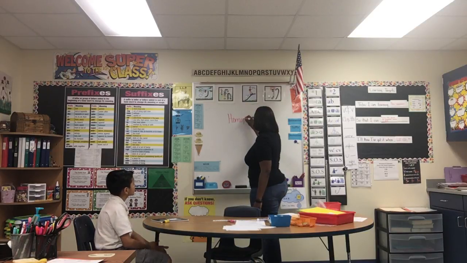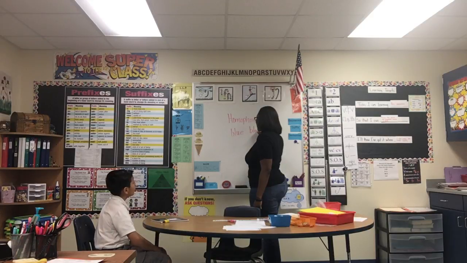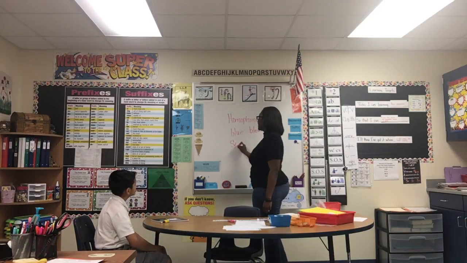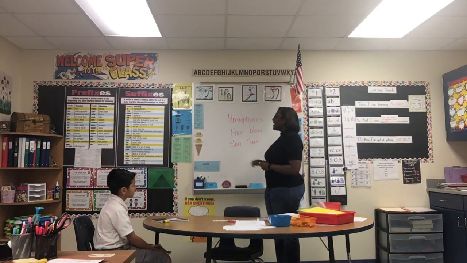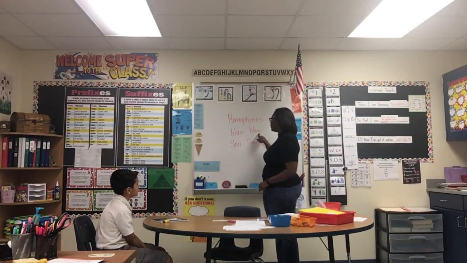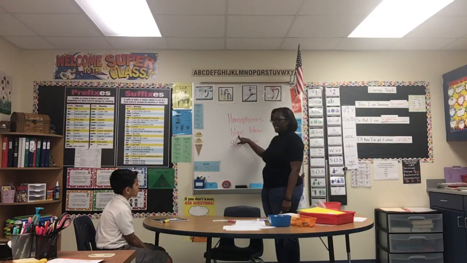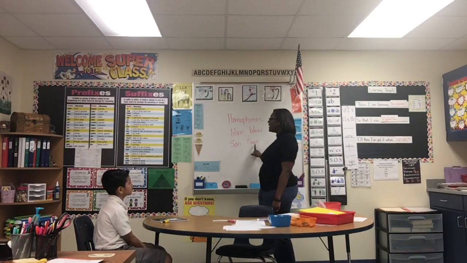Homophones. I'm going to give you an example so you can review. Let's say I have blue and blew, sun and son. They sound the same, but spell different, and have different meanings. So blue would be the color blue, and blew would be something like the wind blew.